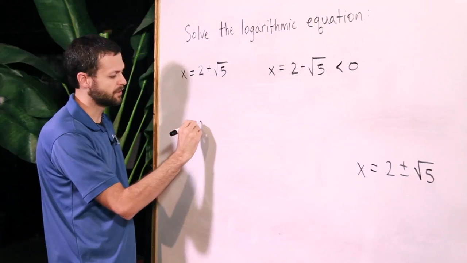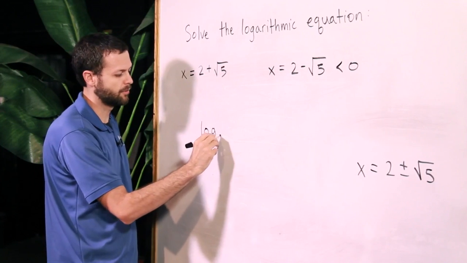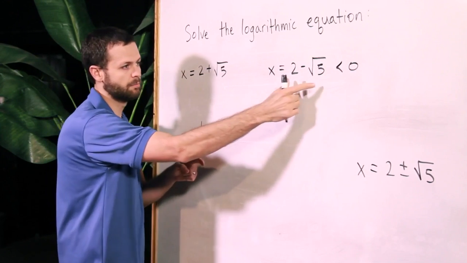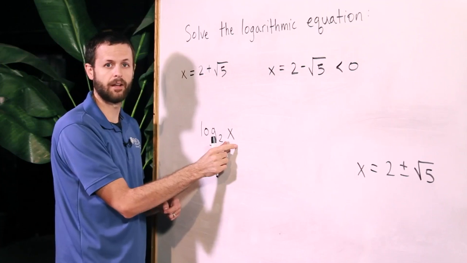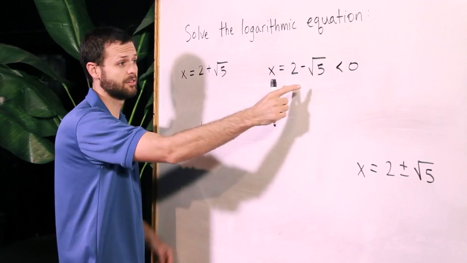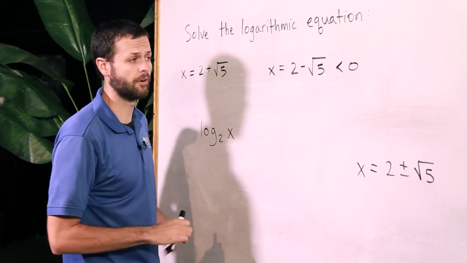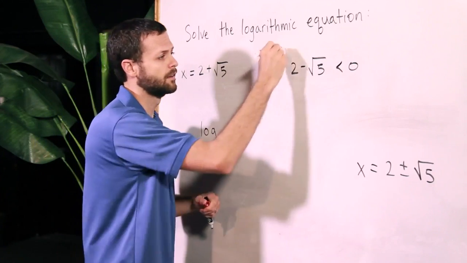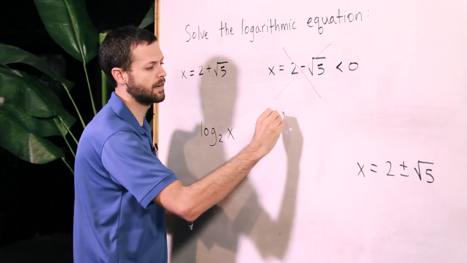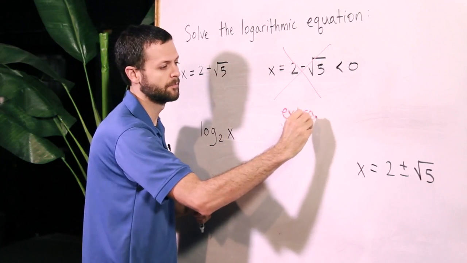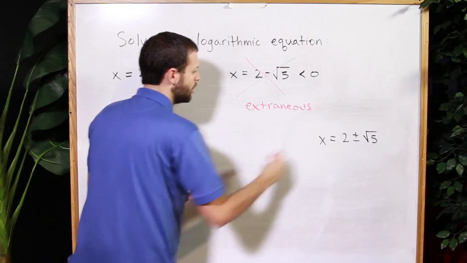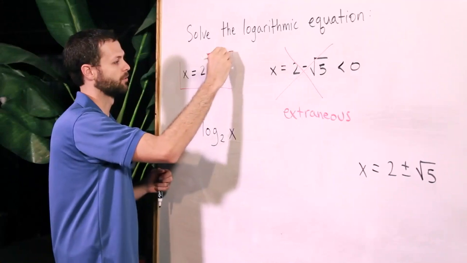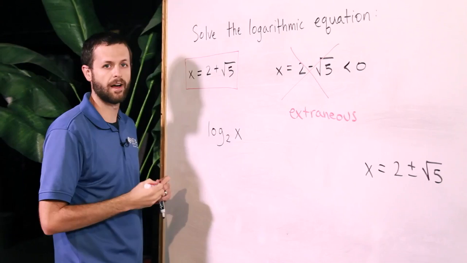In fact, in the original equation, remember we had log base 2 of x. If I go to plug in a negative number to this, I'll get a problem, which means that this solution actually doesn't work for our particular equation. In fact, if you were to go back and double check, you would see that this solution is extraneous, whereas this solution here is in fact the correct solution. So x equals 2 plus square root of 5 is our solution.